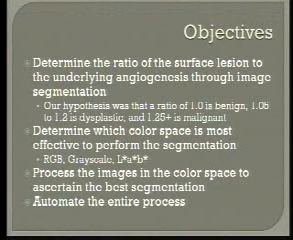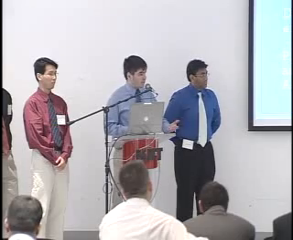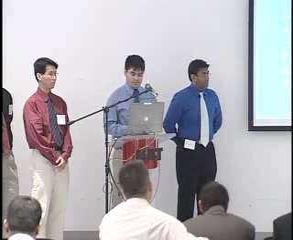Our objectives for our project were to determine the ratio of the surface lesion in a skin cancer picture to the underlying angiogenesis through image segmentation. Originally, our hypothesis was the ratio is going to be about 1 for the benign lesion, 1.05 to 1.2 for a dysplastic lesion, and greater than 1.25 for a malignant lesion.